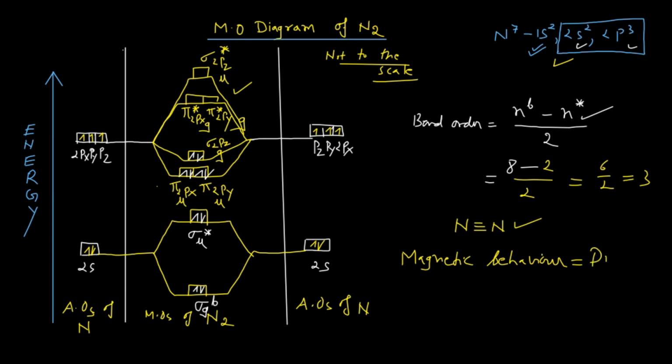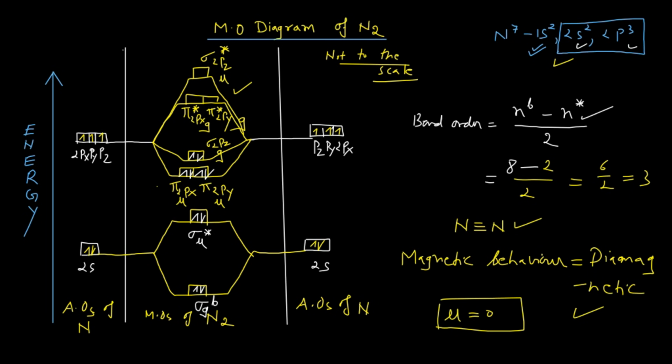That means nitrogen, if you keep it in a magnetic field, will be weakly repelled by the external magnetic field. This is known as the diamagnetic nature. And for diamagnetic substances or molecules, your magnetic moment value is 0. So this is the MO diagram of your nitrogen, right?